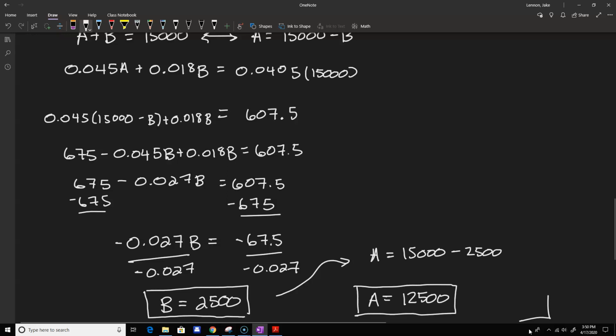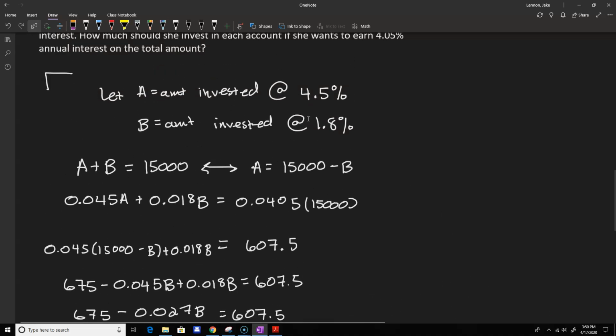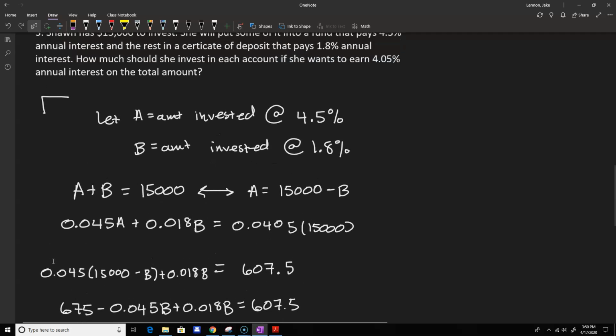So that was a bit lengthy in the algebra, but the main thing is to label variables with each account, interest earnings, and then write down two equations. One equation, a plus b equals 15,000, giving the total amount invested in each account, and then an interest equation where we have the interest rate times the amount invested in A plus the interest rate in B times the amount invested for B plus our total interest yield times the total amount invested. So that's where we get the equations, and then we substitute for one of the letters and solve the problem. So let's go ahead and move on to the next example.